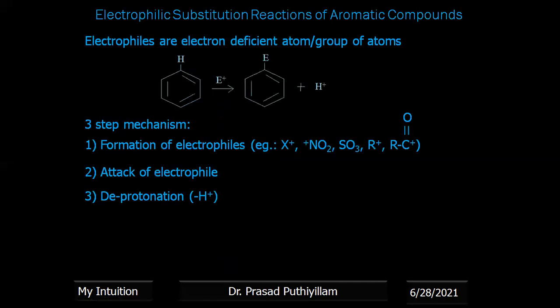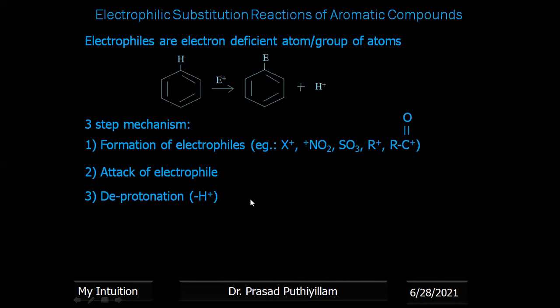Okay, so in electrophilic substitution, in my previous video on the basic organic chemistry class series, I explained the mechanism of electrophilic attack on benzene. There I explained that it consists of three steps: formation of the electrophile, attack of the electrophile, and deprotonation to give the final product.